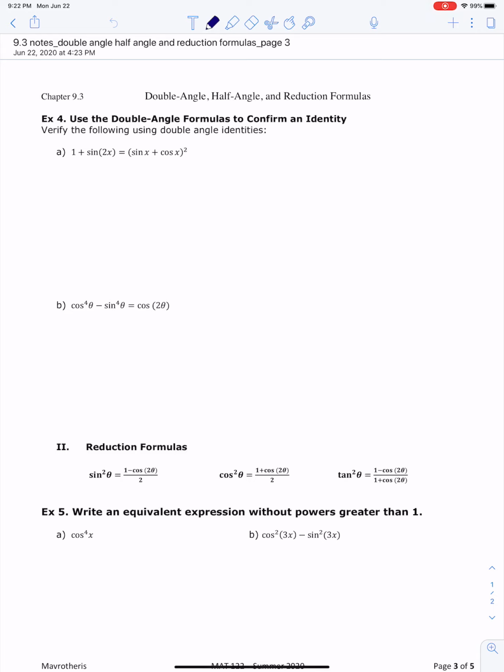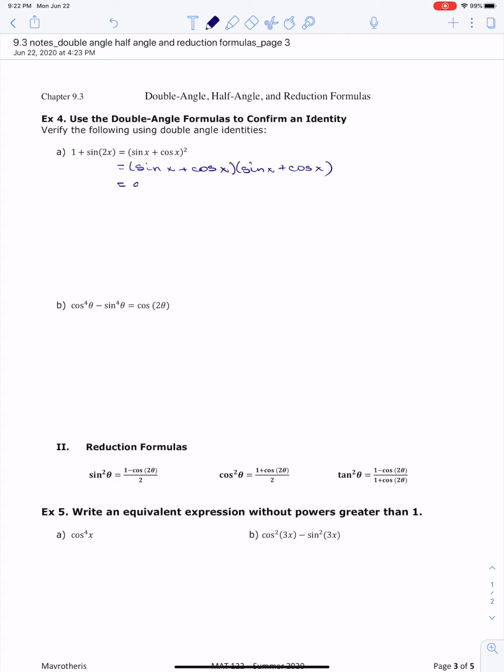So, as with any other identity, we want to start with the side that looks like it's going to be the most complex. So I'm going to go ahead and start with the right-hand side, if for no other reason than that I have something automatic that I can do without having to worry too much about whether or not it's the exact right thing to do.